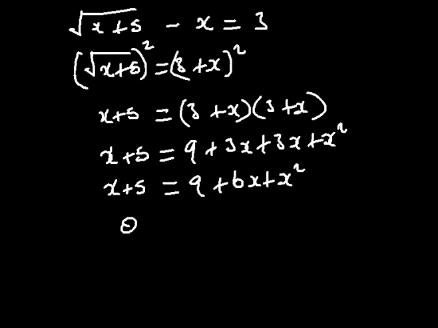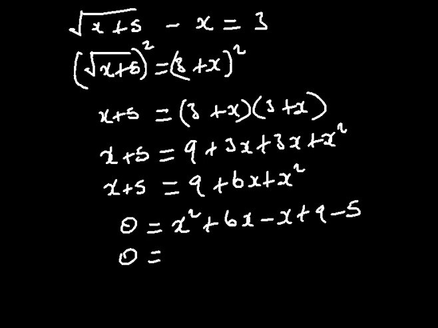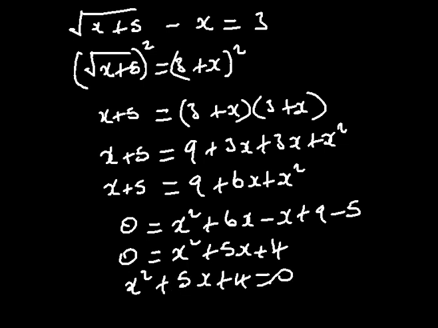That will be given as 0 is equal to x squared plus 6x minus x plus 9 minus 5, like that. We'll have 0 is equal to x squared plus 5x, that should be plus 4. So from this point, this is the same as x squared plus 5x plus 4 is equal to 0. Now you can be able to solve for x using the factor method.